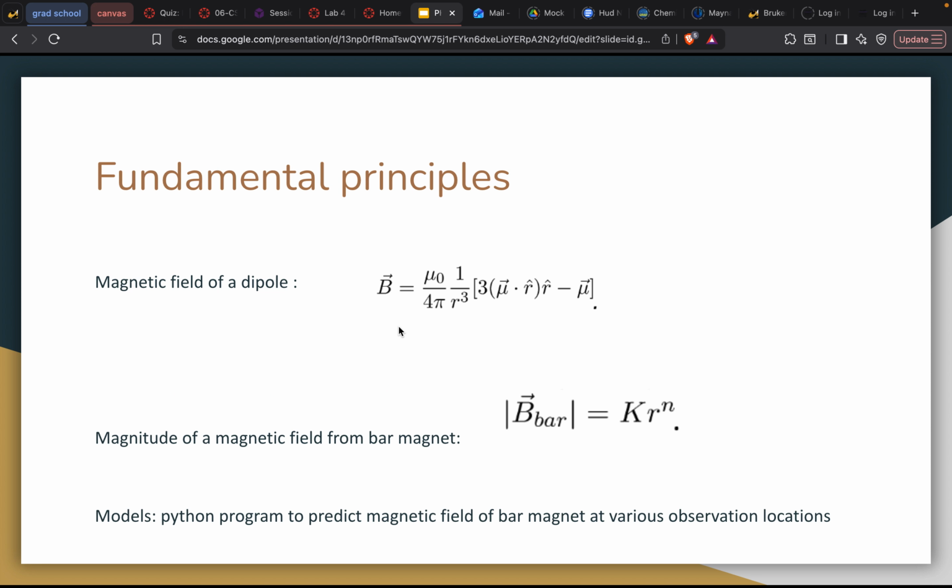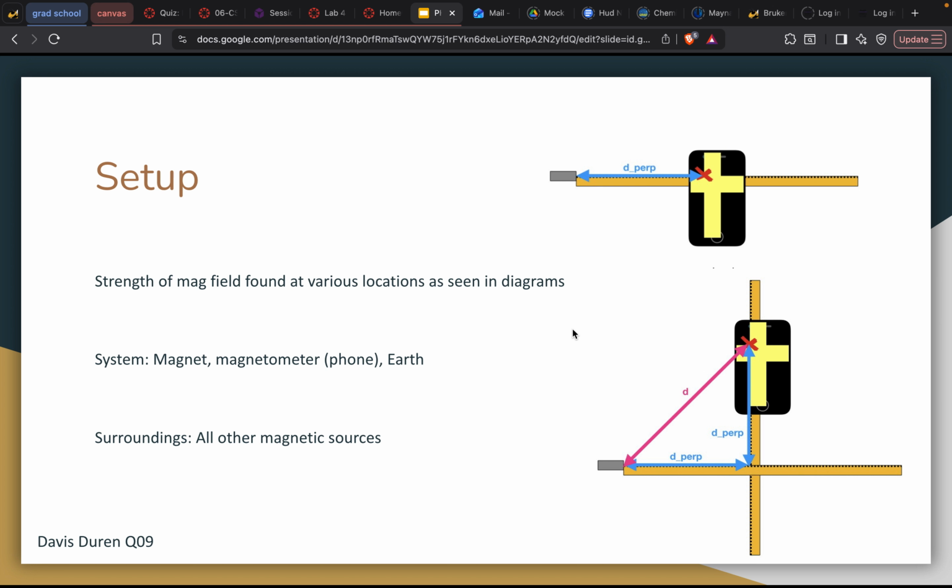Some fundamental principles: we use the equation for the magnetic field of a dipole, since a bar magnet is a dipole. So this was used later, we'll discuss that. The magnitude of the magnetic field from a bar magnet is K times R to the n. And we also used a Python environment to predict the magnetic field of the bar magnet at various observation locations using these fundamental principles.